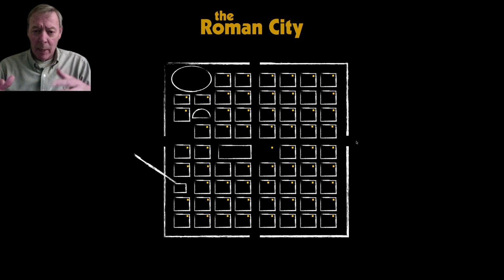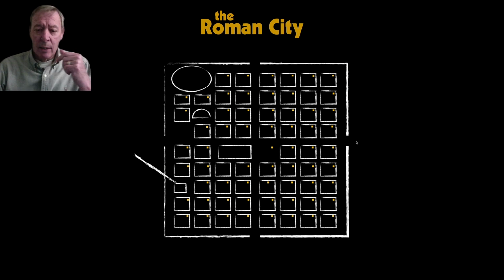And those of you that have been to Europe and have wandered the inner city areas know how very confusing and illogical the streets can be, making it difficult to find locations or specific addresses. But here in a Roman city, everything was laid out in a very logical grid.